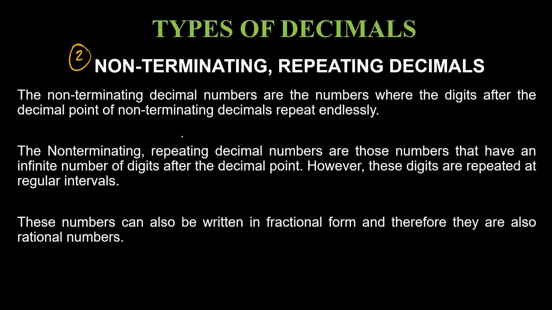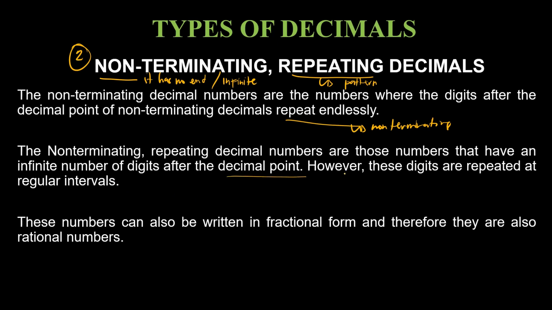Next one, we have non-terminating repeating decimal. From the word non-terminating, it has no end. Kung yung terminating, it has end, countable, and finite. Si non-terminating, it has no end and infinite. Repeating decimal, from the word repeating, you will see a pattern. Let me read. The non-terminating decimals are numbers where the digits after the decimal point repeat endlessly. Kaya nga siya non-terminating. It has no end. Non-terminating repeating decimal numbers are those numbers that have an infinite number of digits after the decimal point. However, these digits are repeated at a regular interval. That's why I told you earlier, it will show you a pattern.